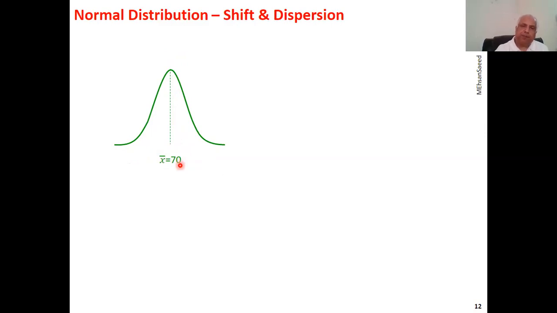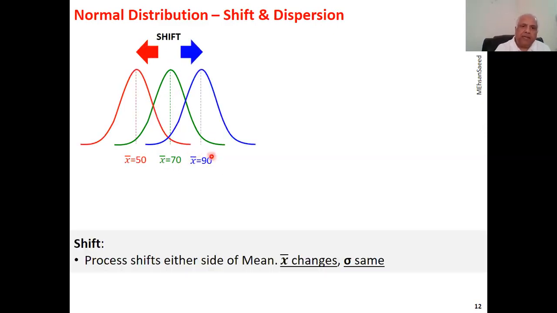If, however, the process yields a different mean, as shown in the figure, a mean of 90, the blue process is yielding a mean of 90 and the red process is yielding a mean of 50, we say that the process has undergone a shift. If this process has yielded a mean of 90, that means this process has shifted to the right by 20 grams or 20 centimeters, and likewise, this red process has shifted in the other direction.